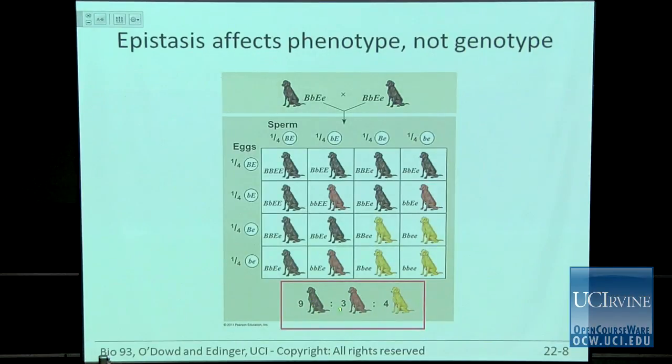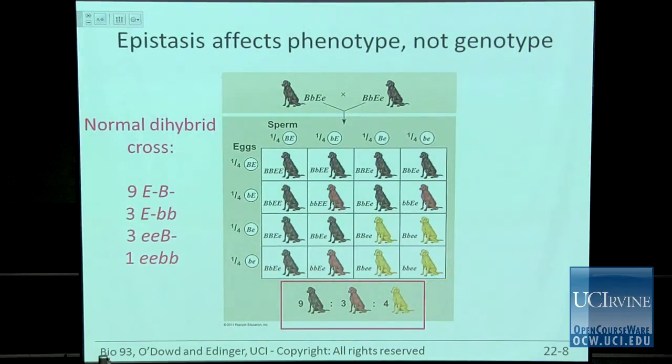We have 9, 3, 3 plus 1. So that's how it's modified. You add up some combination of the 9s and the 3s and the 1s to get the new phenotypic ratio. And the reason why I like to do this is because that helps you figure out which numbers to add.